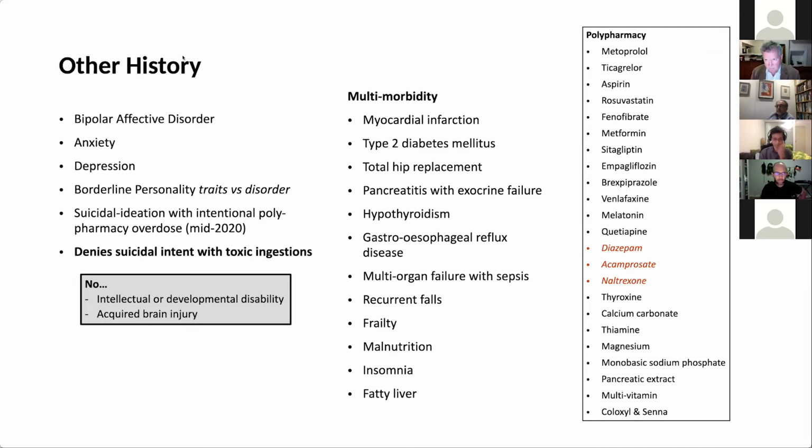I think the best way to describe the physical health is multimorbidity. This is a rather concise, brief list of her health problems and doesn't include any of the acute issues she experienced when in hospital with her toxic ingestions. And going with this level of multimorbidity, you can imagine she's on a bucket load of medications, which she is. From an addiction medicine perspective, at the time she came to the clinic, she was on diazepam, acamprosate, and more recently naltrexone.